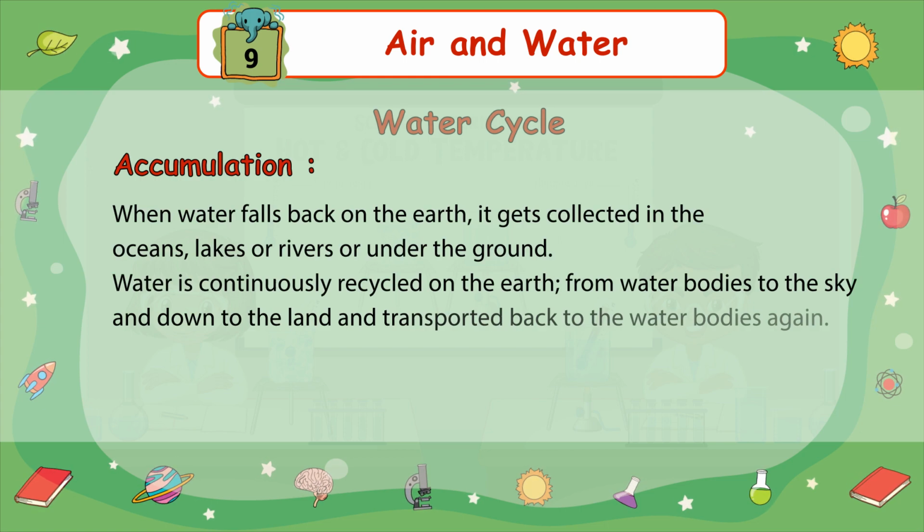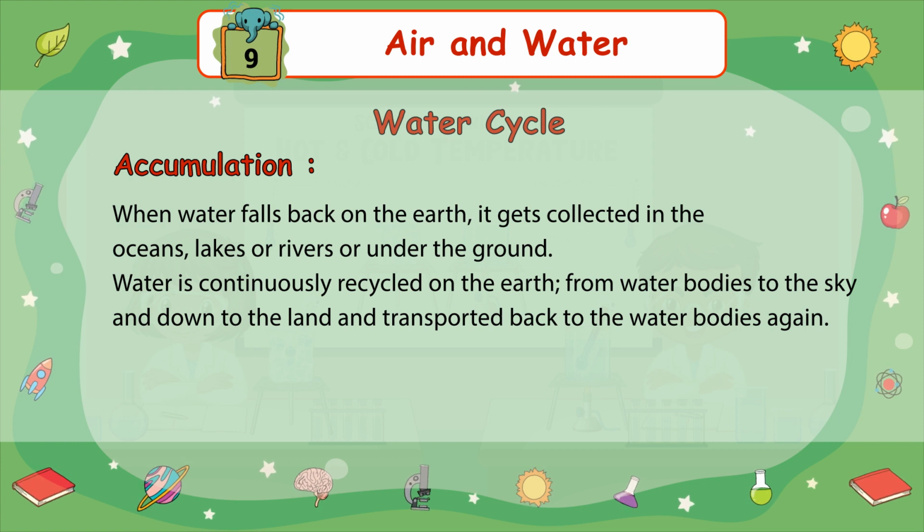Accumulation. When water falls back on the earth, it gets collected in the oceans, lakes, or rivers, or under the ground. Water is continuously recycled on the earth, from water bodies to the sky and down to the land, and transported back to the water bodies again.